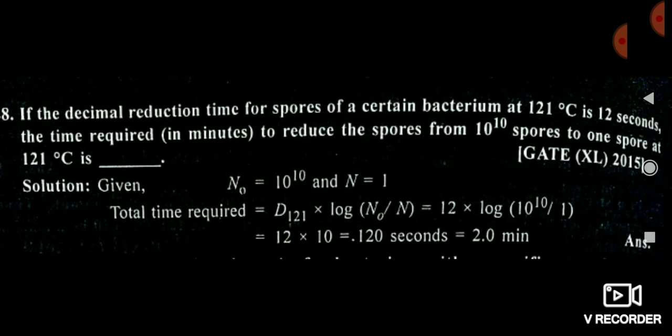So you should be very clear with the concepts. D value is given. Initially 10 to the power 10 spores are present. Finally it is reduced to 1 spore. Initially N naught value is 10 to the power 10, N value is 1. So you should calculate the processing time. F is equal to D121 into log base 10 of N naught by N. So you put all these values, you can get the answer, that is 2 minutes.